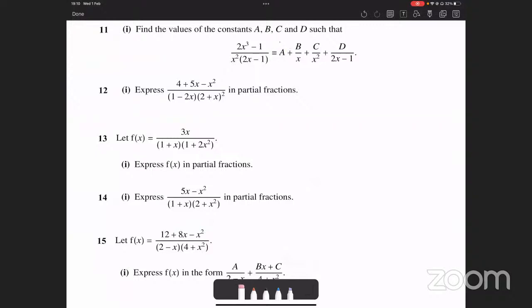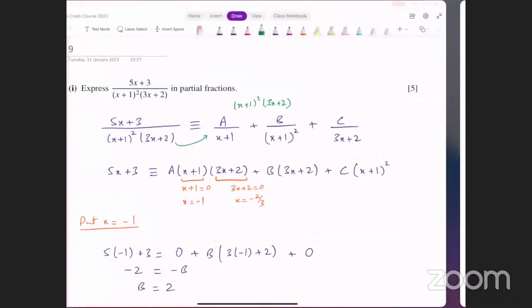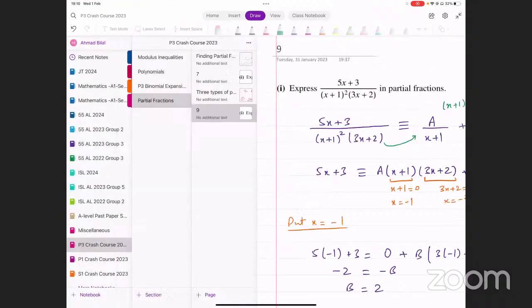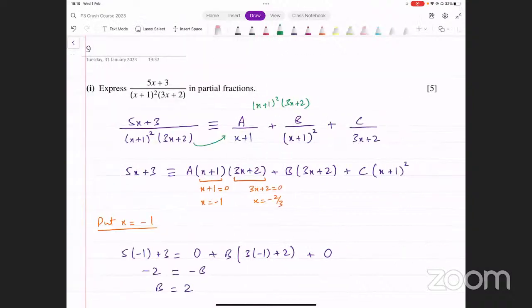But before we do this, we want to do one example on quadratic factors as well. Okay, because we haven't done one on that yet. So let's do one example on that, and then we do improper partial fractions.